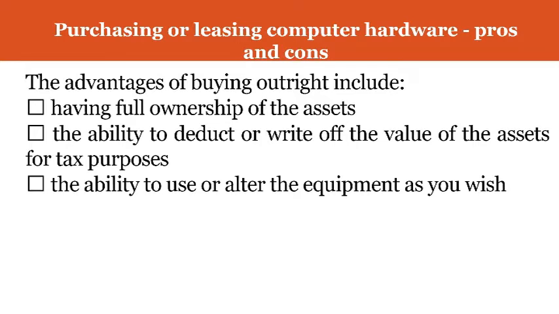If you want to own the equipment outright, you can buy it in full with your own money, or use a bank loan or overdraft to purchase it. The advantages of buying outright include, first, having full ownership of the assets. That's your property already. Then the ability to deduct or write off the value of the assets for tax purposes.